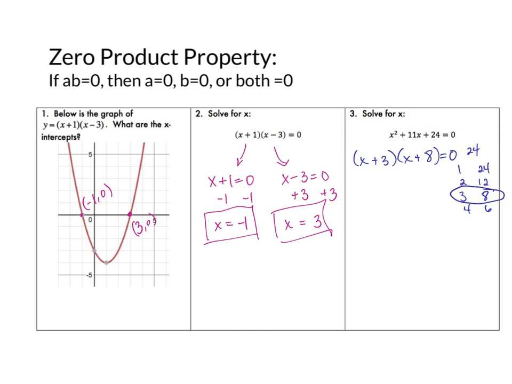And now that I'm in factored form, I'm just going to set each factor equal to 0. So x plus 3 equals 0, x plus 8 equals 0. Minus 3, so x equals negative 3. Subtract 8, x equals negative 8. And that is one way to solve quadratic equations.